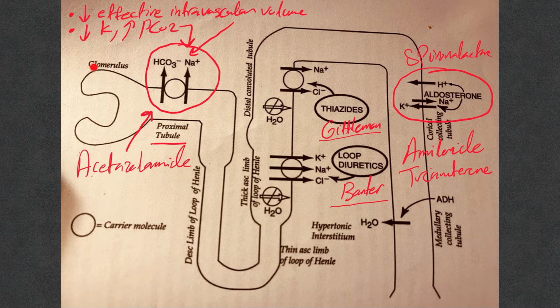Most of the bicarb filtered by the glomerulus is absorbed. It goes hand in hand with sodium, anion and cation. This process here is potentiated or stimulated by decreased effective intravascular volume, whether from volume depletion or volume overload. Also by hypokalemia, very important, and by an increase in the partial pressure of CO2. And remember, acetazolamide blocks this process, allowing the bicarb to be excreted in the urine.